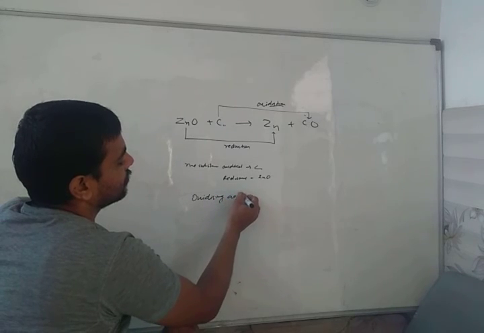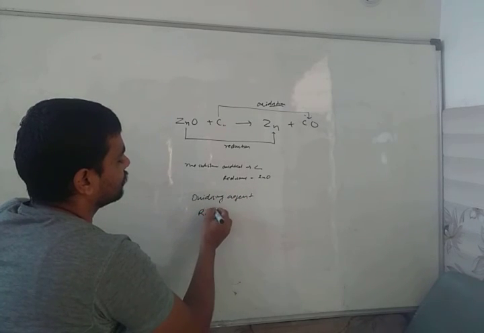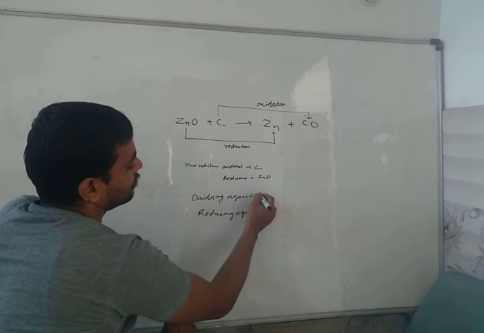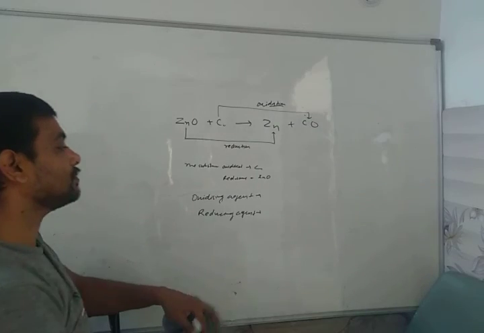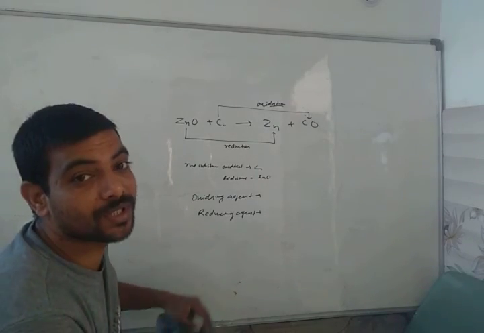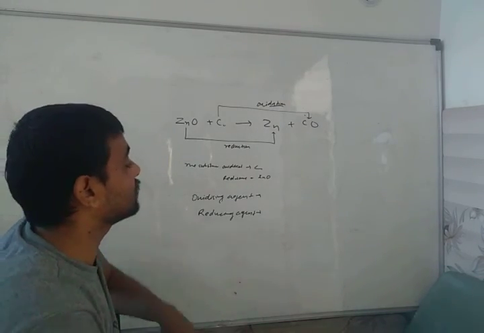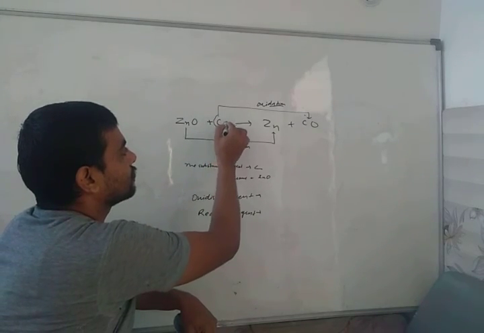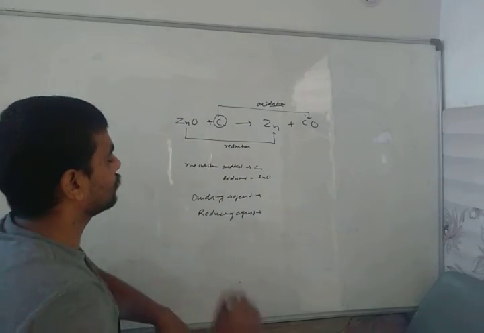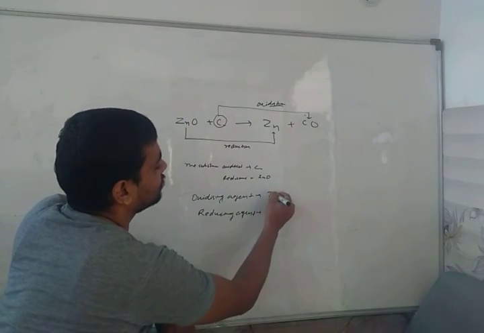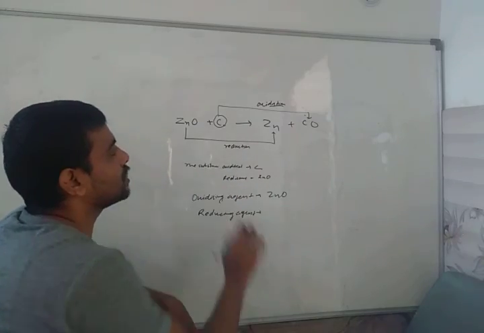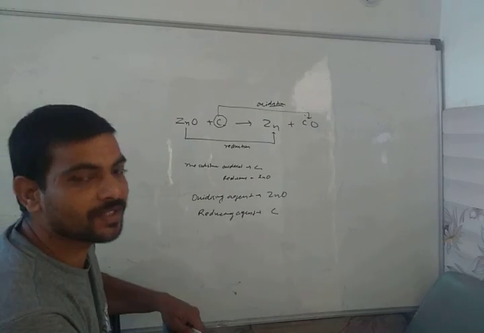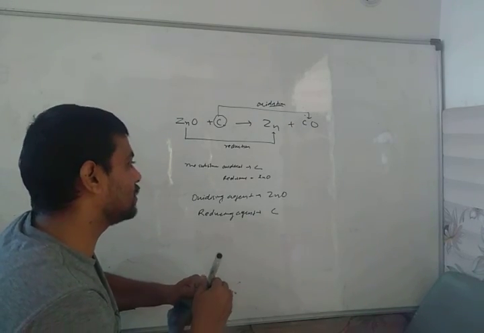Oxidizing agent and reducing agent. The substance which helps in oxidation is called the oxidizing agent. The substance which helps in reduction is called the reducing agent. Here, carbon gets oxidized due to ZnO. So ZnO becomes the oxidizing agent. The substance which is oxidized is the reducing agent. So carbon is the reducing agent. Keep these things in your mind.